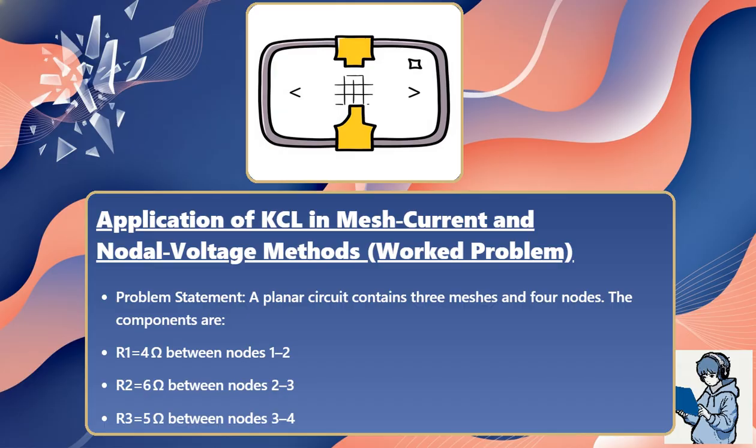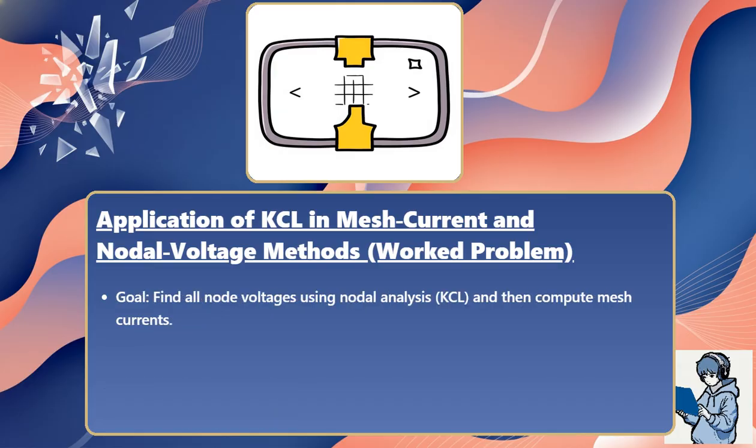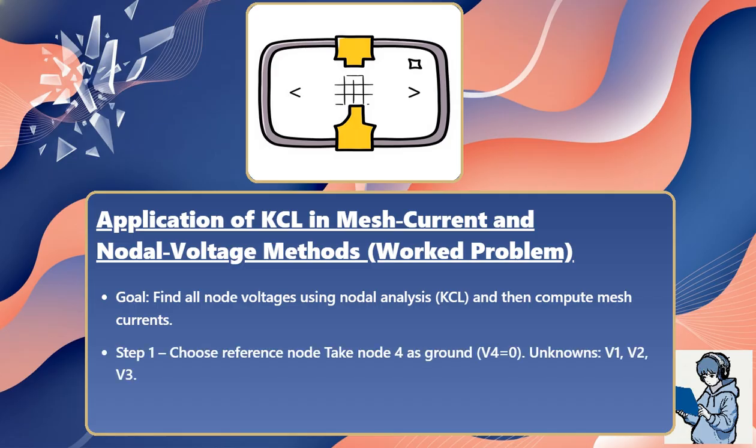A voltage source V_S equals 15 volts between node 1 positive and ground node 4. Goal: find all node voltages using nodal analysis, KCL, and then compute mesh currents. Step 1. Choose reference node. Take node 4 as ground, V4 equals 0. Unknowns are V1, V2, V3.